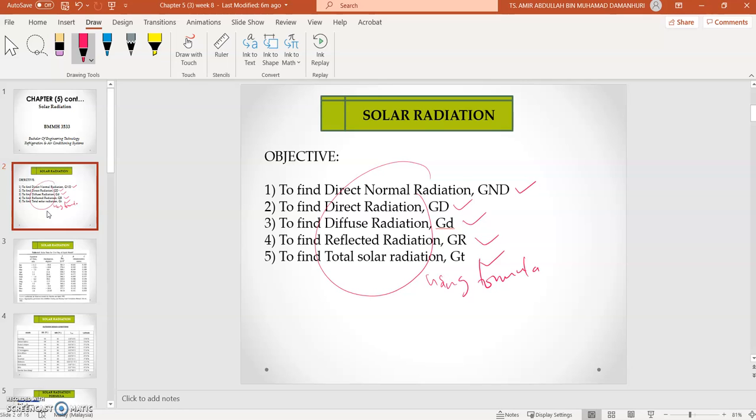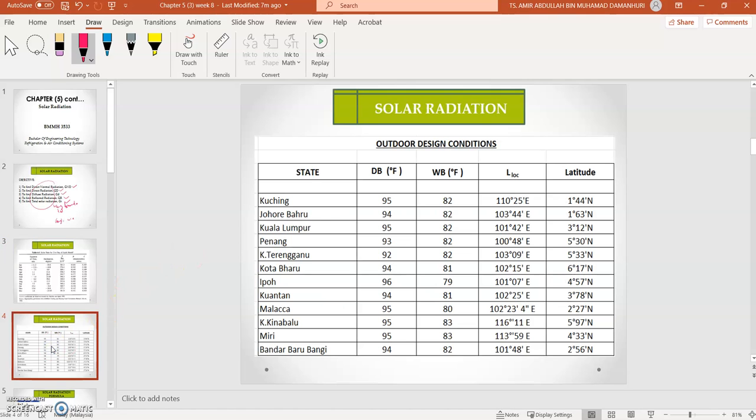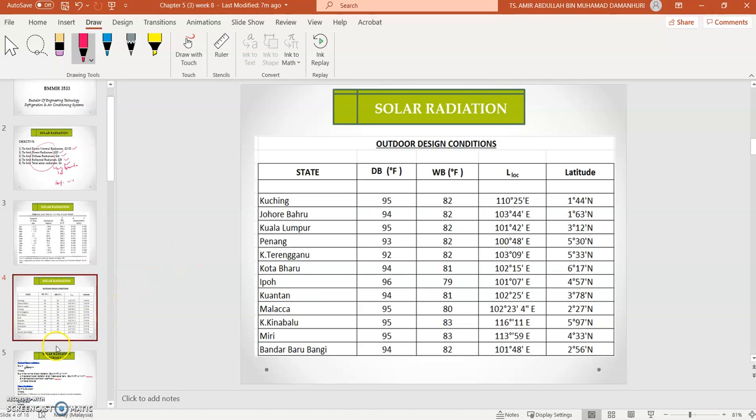But the first thing that we need to calculate is from the T sol until we find the angle of incidence. So let's go and look into the example. For this example, we still will use the table of solar data for the 21st day of each month and then the outdoor design condition data.